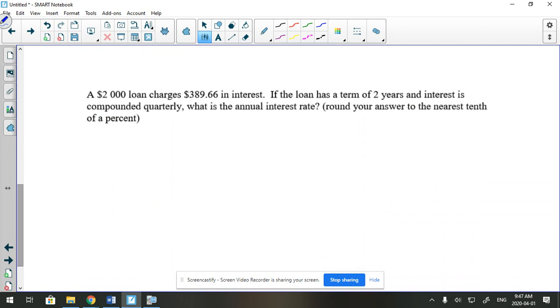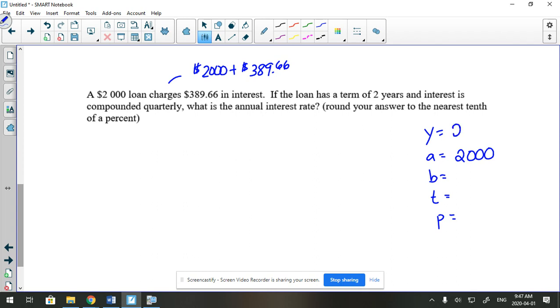Okay, so we're going to fill in our information again with what we know. It says a $2,000 loan charges $389.66 in interest. So that means I'm starting with a $2,000 loan, and how much in total do I have to pay back at the end of the loan? It's going to be your $2,000 plus the interest you have to pay back. So that's going to give you $2,389.66 as your total amount you would have had to pay back.